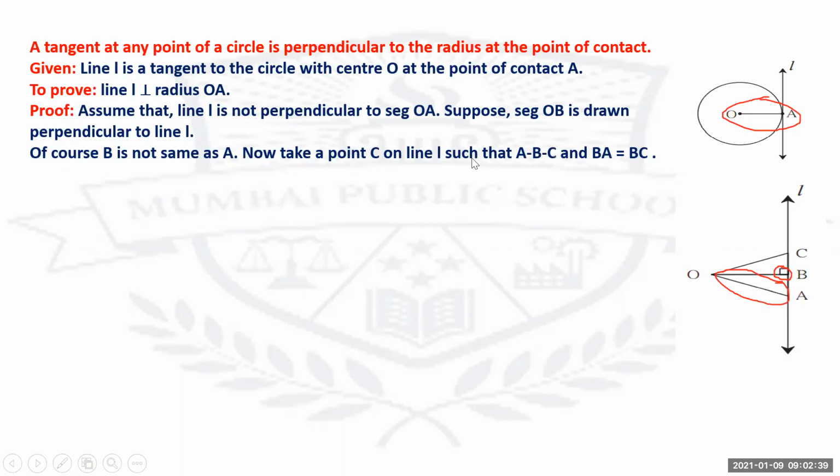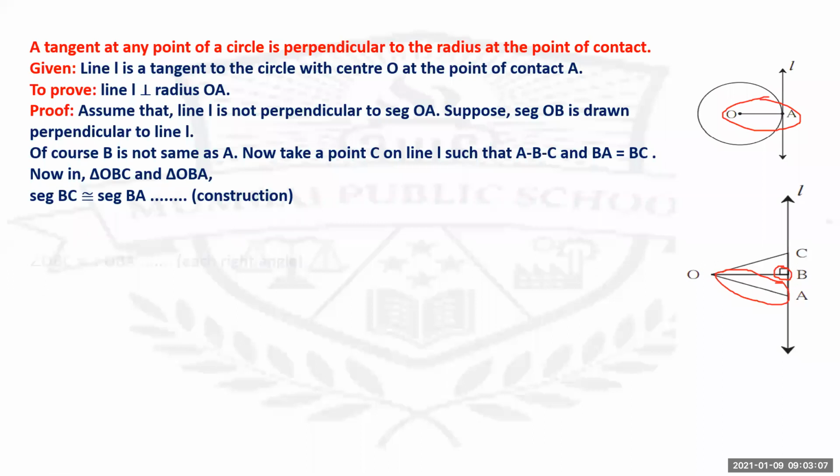Now take point C on line L such that A-B-C and BA equals BC. Understand what you have taken? You have taken point C in such a way that distance BA is equal to distance BC. Now in triangle OBC and triangle OBA, there are two triangles formed. You'll get segment BC congruent to segment BA. This is by the construction whatever you have done.